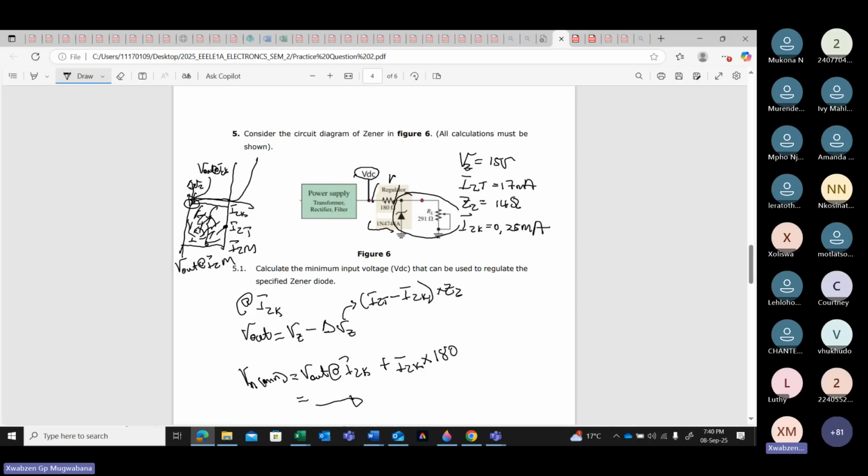Therefore, for me to get that, it must be the V out at IZK, which is this one, plus IZK, the minimum operational current, multiplied by the value there. Remember, this is Ohm's law. Here, this is basic Ohm's law. Are we together?